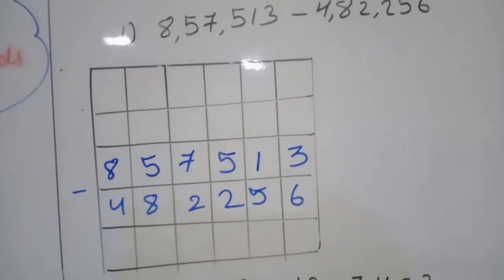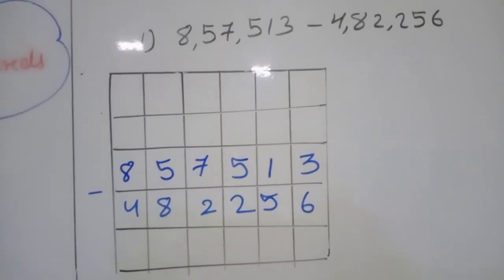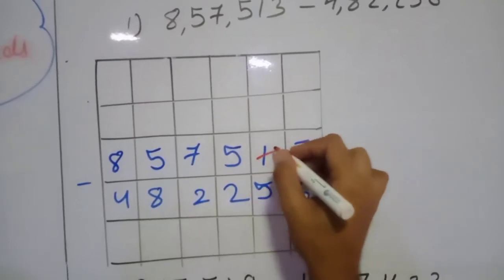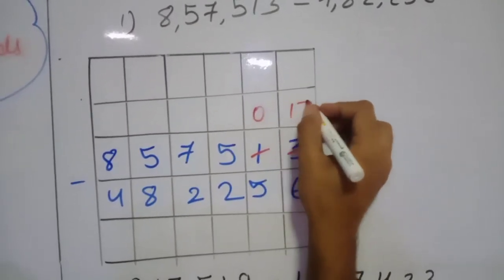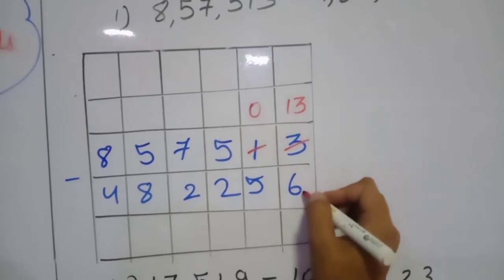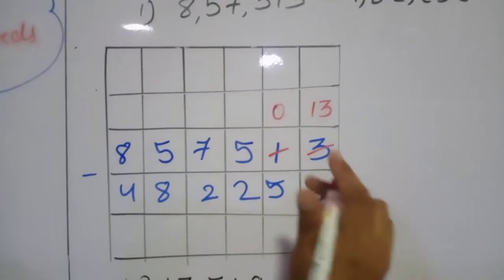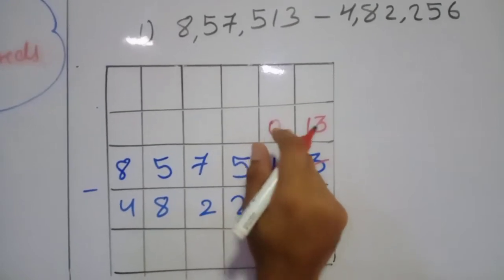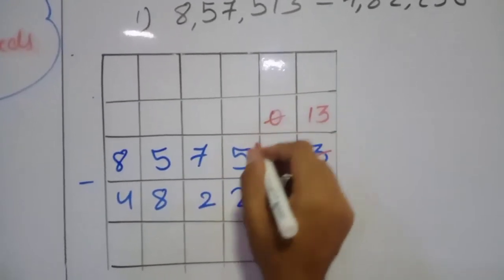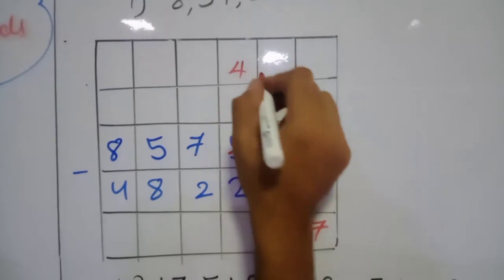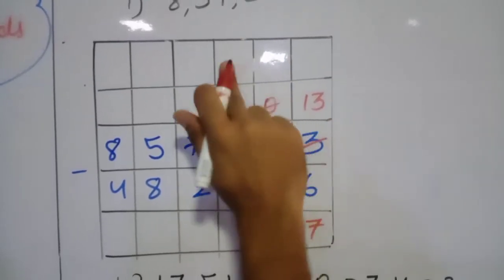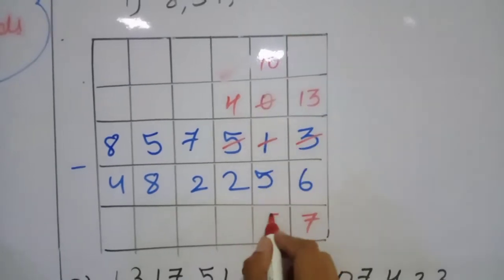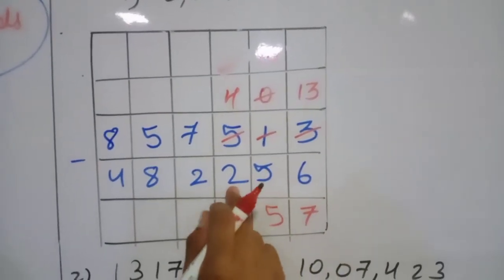This is the sum of subtraction. Let's subtract it. We cannot subtract 6 from 3. Take 1 from here, it will become 0, and here we get 13. 13 minus 6, 7. This 0, can we subtract 5 from 0? No. This 0, borrow 1 from here, so it will become 4 and this will become 10.